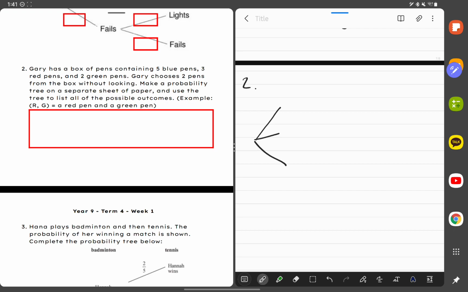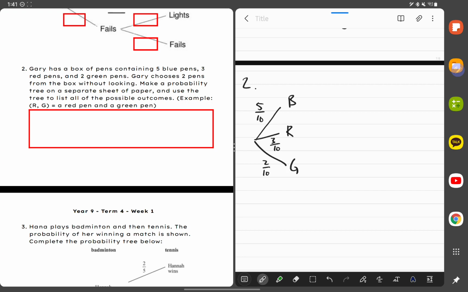There are 3 ways to begin with. I'm going to say blue, red, green. Okay, we can talk about the probability to begin with. How many pens are there all together? It's 5 blue, 3 red, 2 green. So all of that put together, 10 pens. So that's 5 over 10 for blue, 3 over 10 for red, and 2 over 10 for green.